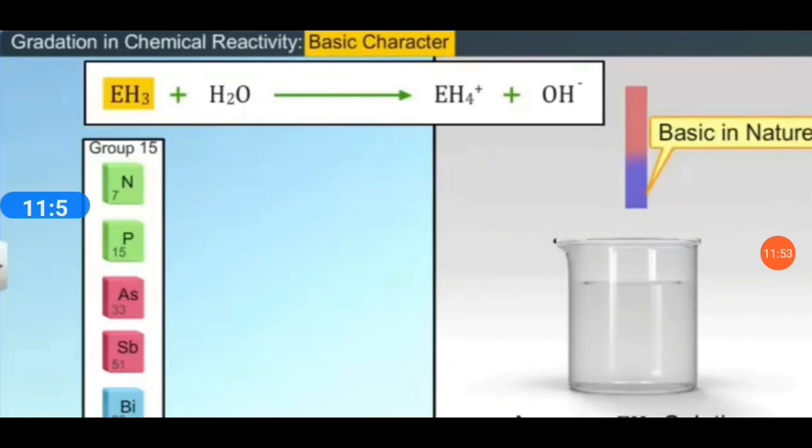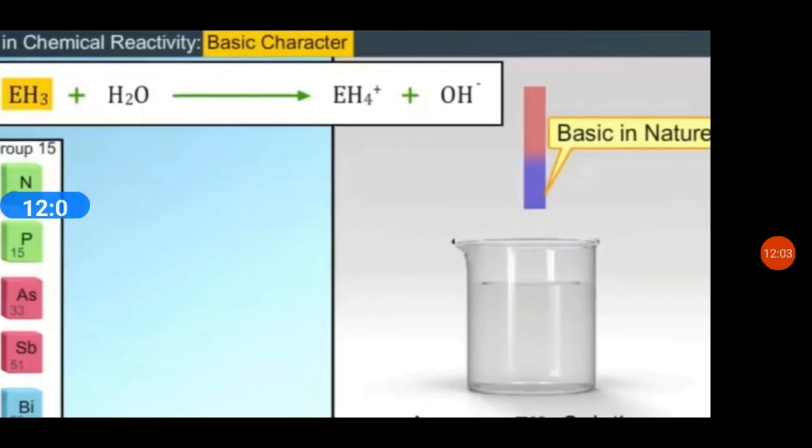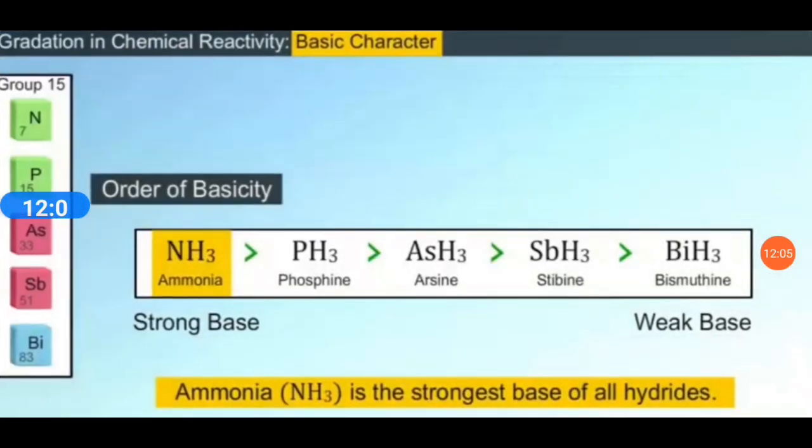Basic character. All these hydrides are basic in nature as shown by the litmus paper. It turns red litmus to blue. Order of basicity: ammonia is most basic amongst all, and basicity decreases down the group.